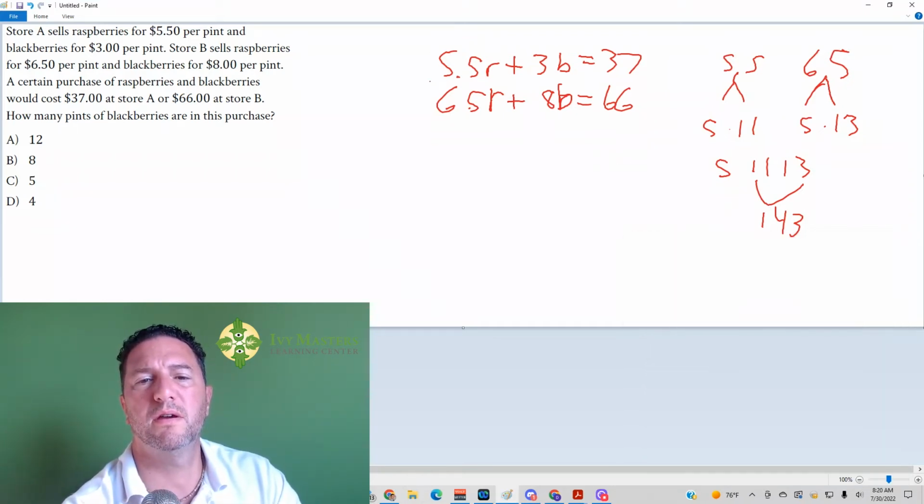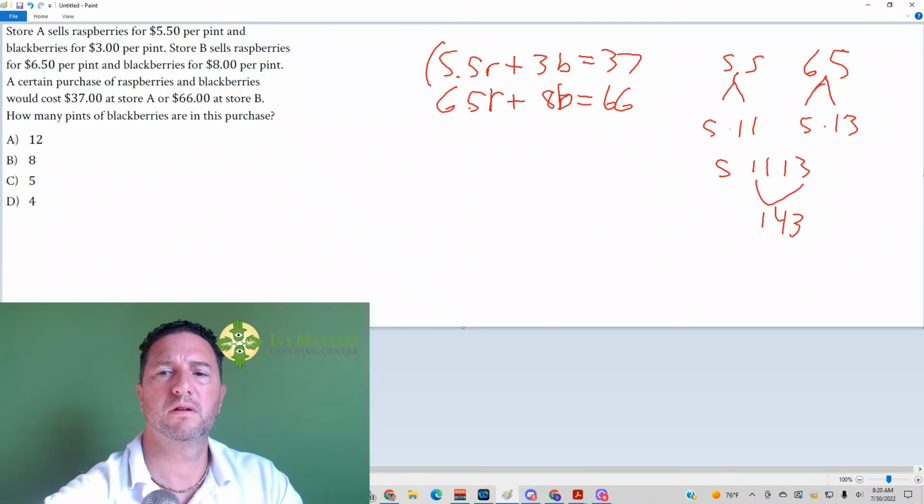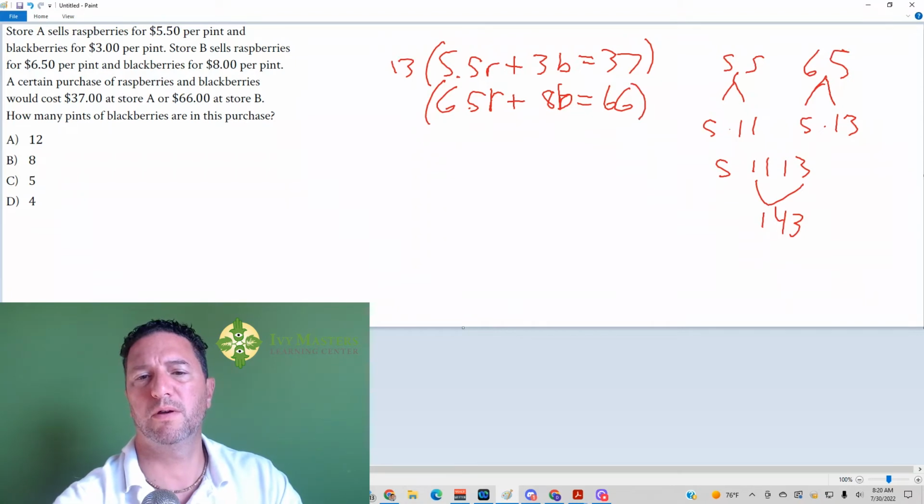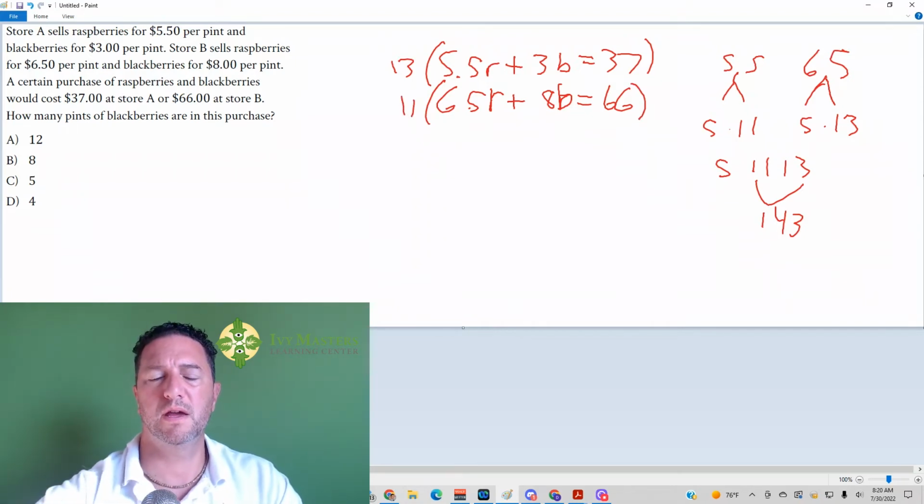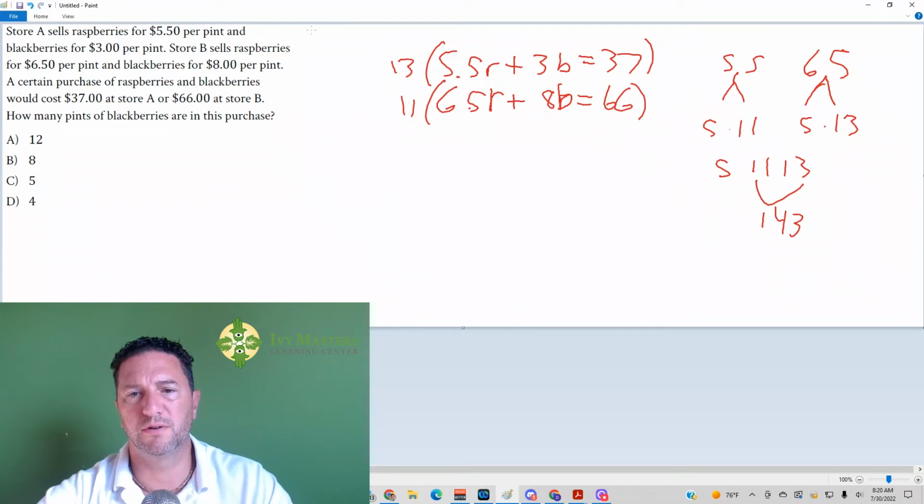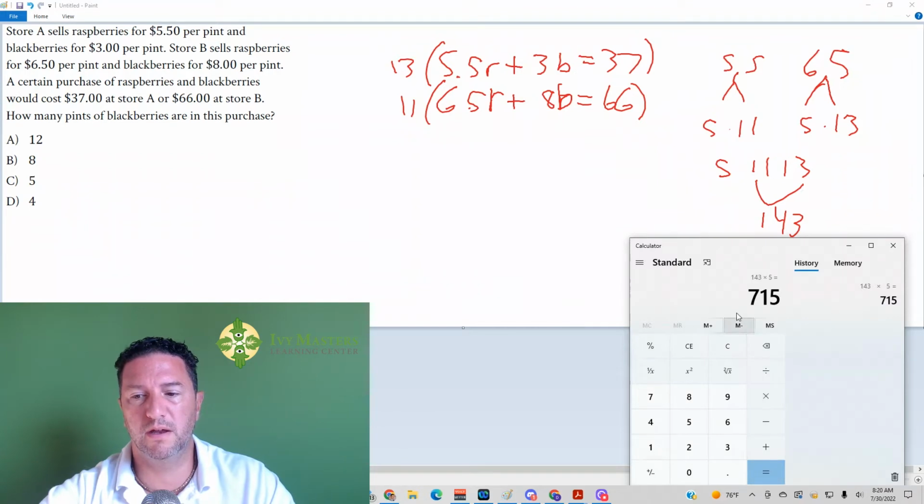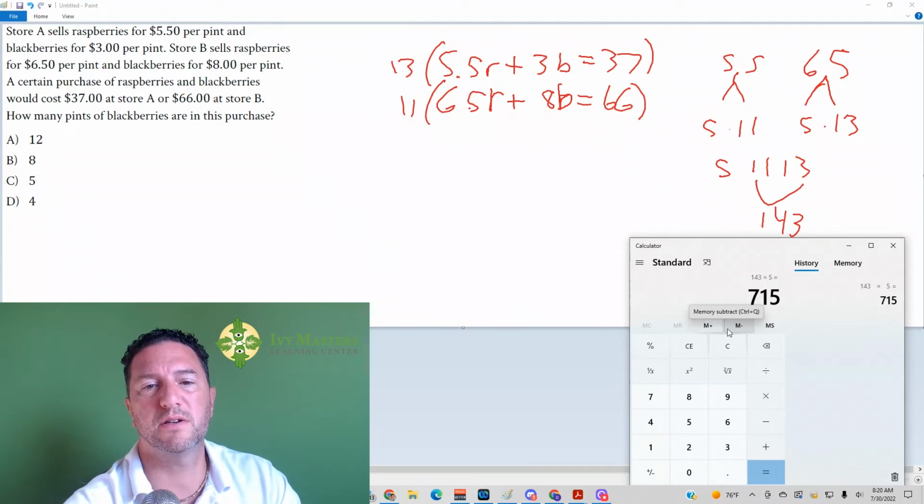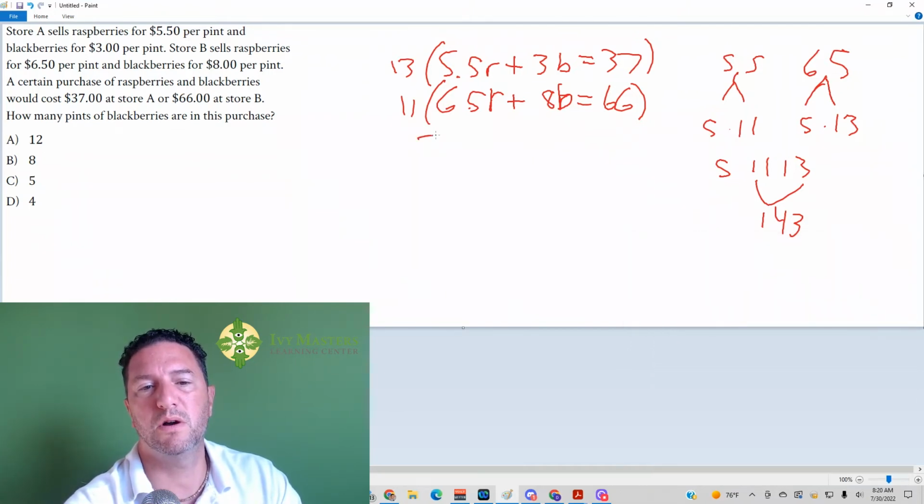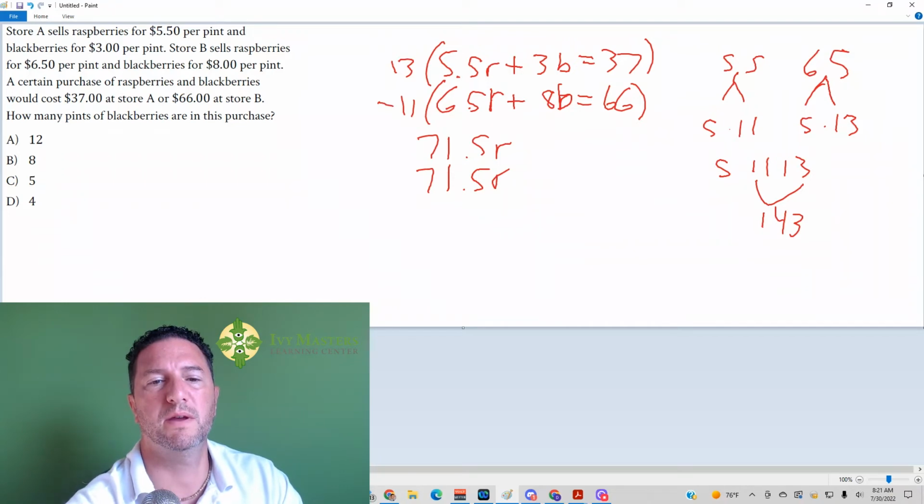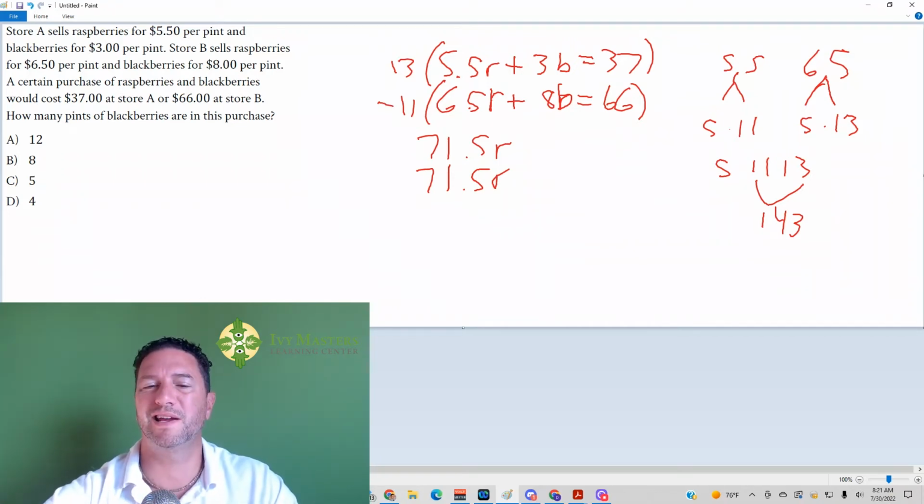And now, what do we got to do here? We've got to multiply this by 13, and we've got to multiply this by 11. And that's going to give us a result, in which case we're going to be set up to eliminate. So again, if I pull up my calculator, we've got 13 times 5.5. That's going to be 71.5R. And so for this bottom, we're going to get 71.5R as well. So I'll make this negative, so everything winds up multiplying as negative.